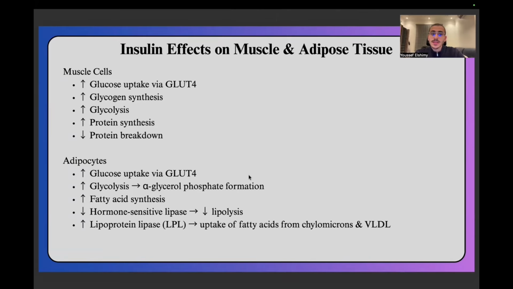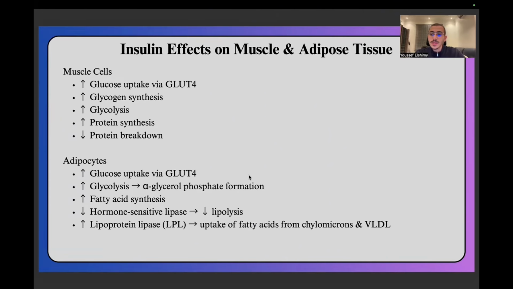Okay. Insulin effects on muscle and adipose, it's similar. Muscle cells, basically, there would be an increased glucose uptake by the GLUT4. There would be increased glycogen synthesis. You want to store this glucose. There would be increased glycolysis, and there would be more protein synthesis and decreased protein breakdown. Okay. For adipocytes, it's also the same.